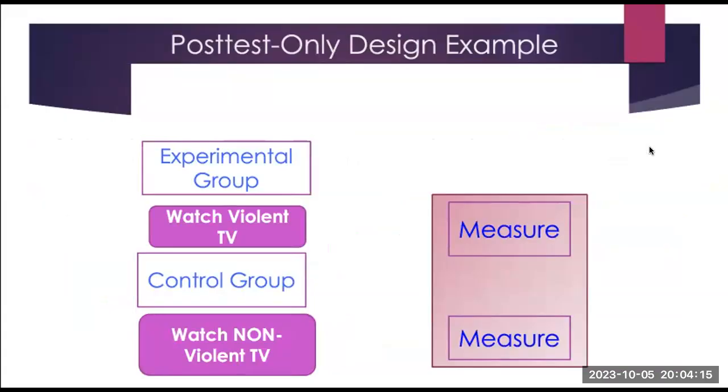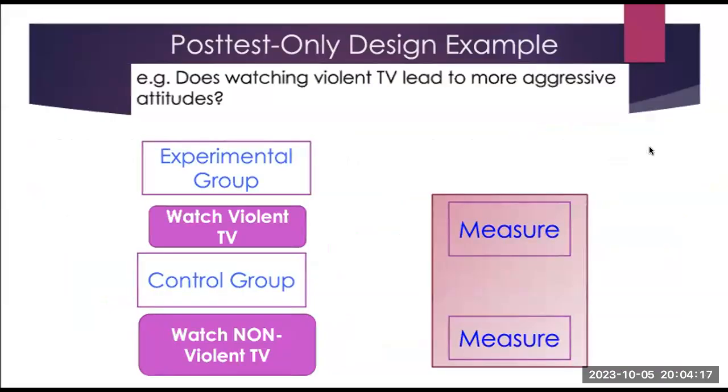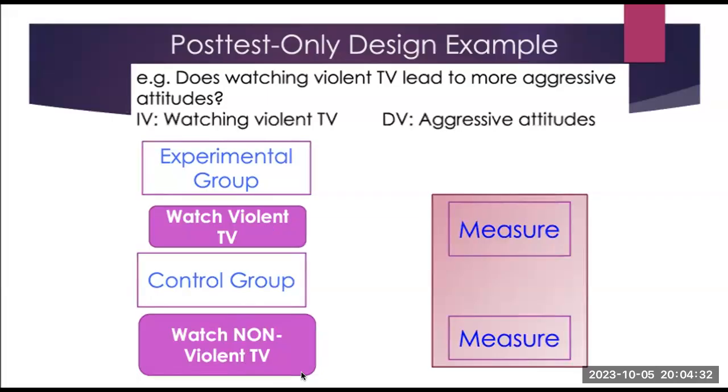So here's an example of a post-test only design, right? Does watching violent TV lead to more aggressive attitudes? In the experimental group, you have them watch violent TV. In the control group, you have them watch non-violent TV. So they're both watching television, and then you measure their aggressive attitudes.